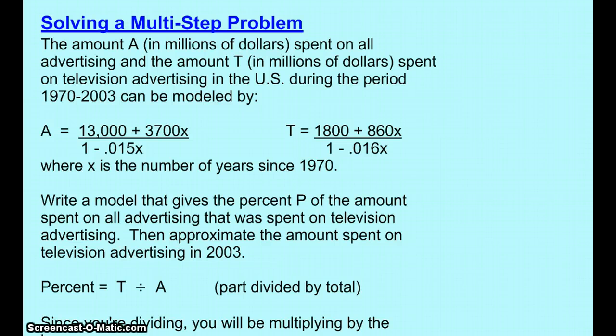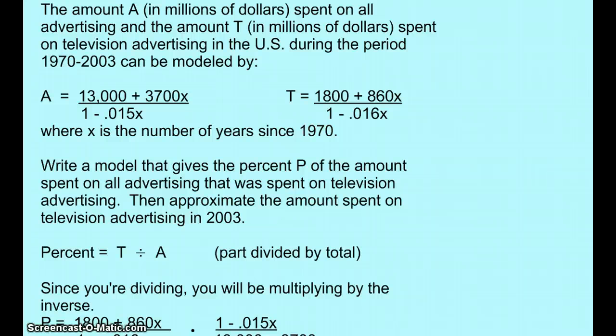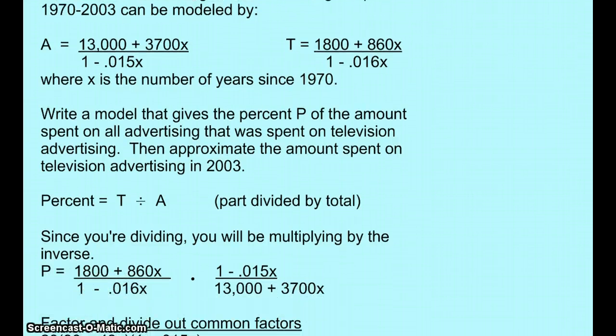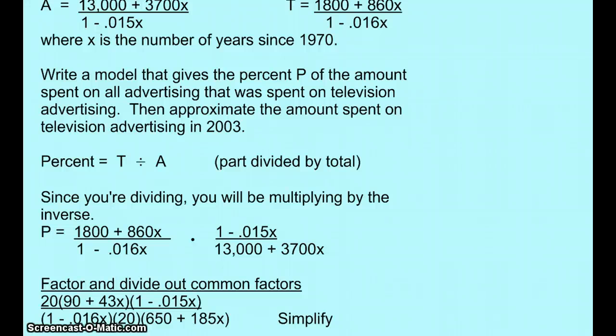They want you to write a model that gives the percent of the amount spent on all advertising using the television advertising numbers. Okay, and then they want you to approximate the amount spent on television advertising in 2003. So remember what percent is. Okay, you're going to take the part of the advertising divided by the total advertising. So you're going to take the equation for T and divide it by A.